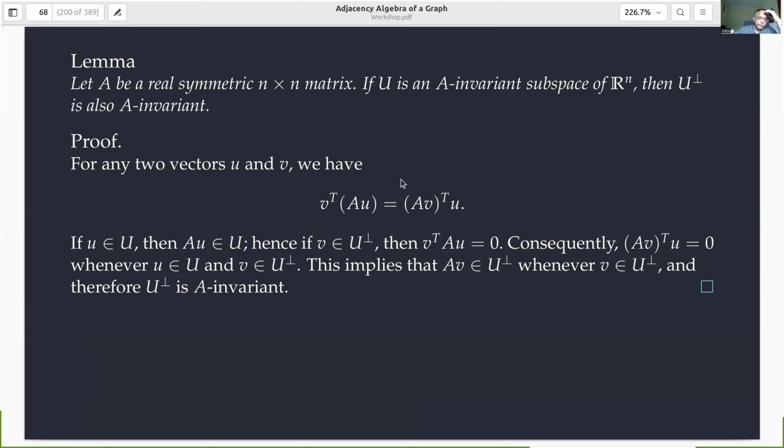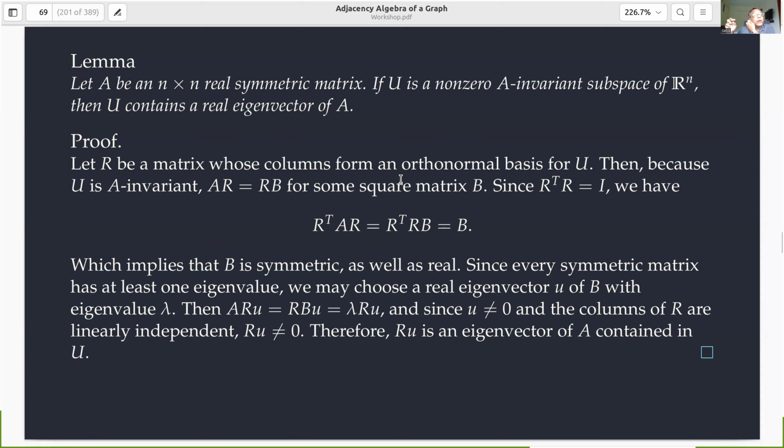Before other people join, I'm just recalling what the other faculty discussed with you. Later you can check the proofs, also available at one place. If U is a non-zero invariant subspace of Rn, then U contains a real eigenvector of A. Because the zero space is also a subspace that is invariant, but it does not contain an eigenvector, right? An eigenvector is always a non-zero vector. So for a real symmetric matrix, any non-zero invariant subspace contains an eigenvector.